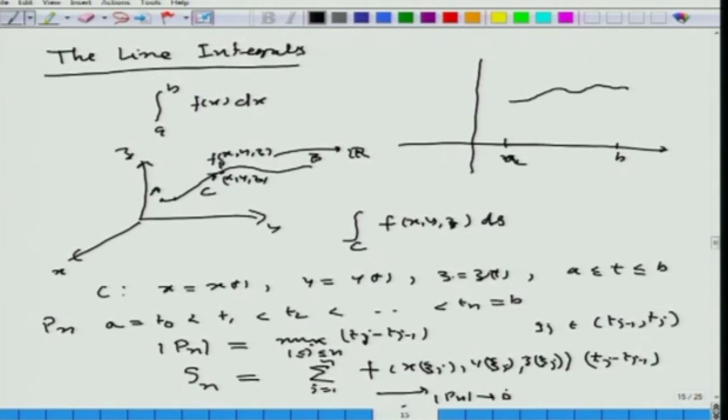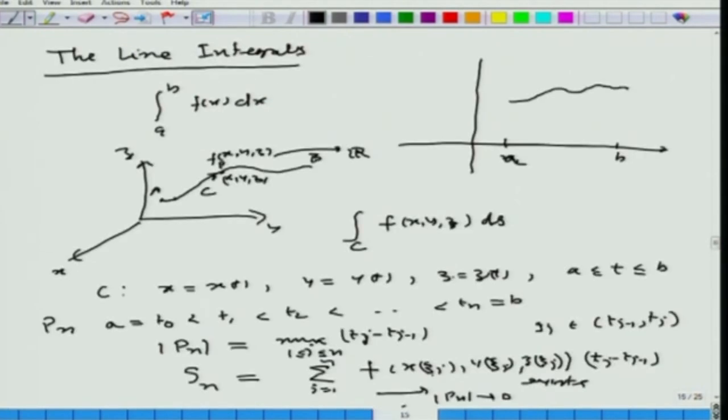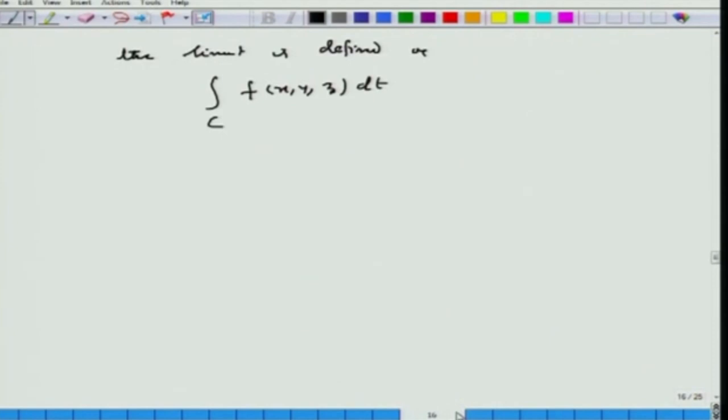Now, consider the limit as the size of this partition, which is the largest length of the subintervals, tends to 0. Provided this limit exists, we define it to be the integral over C of f of x, y, z dt. Since x, y, z are functions of t, this is defined in the sense of Riemann. If this limit exists, then we say that this line integral exists.